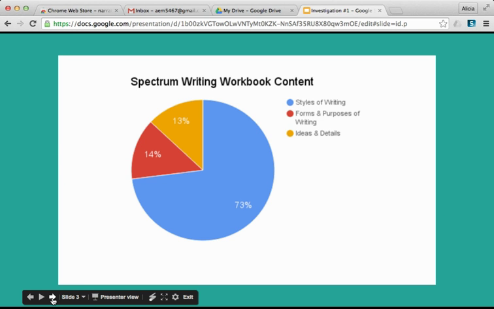This pie graph illustrates the distribution of the content within the Spectrum Writing workbook. 73% focuses on styles of writing, 14% focuses on forms and purposes of writing, and 13% focuses on ideas and details.